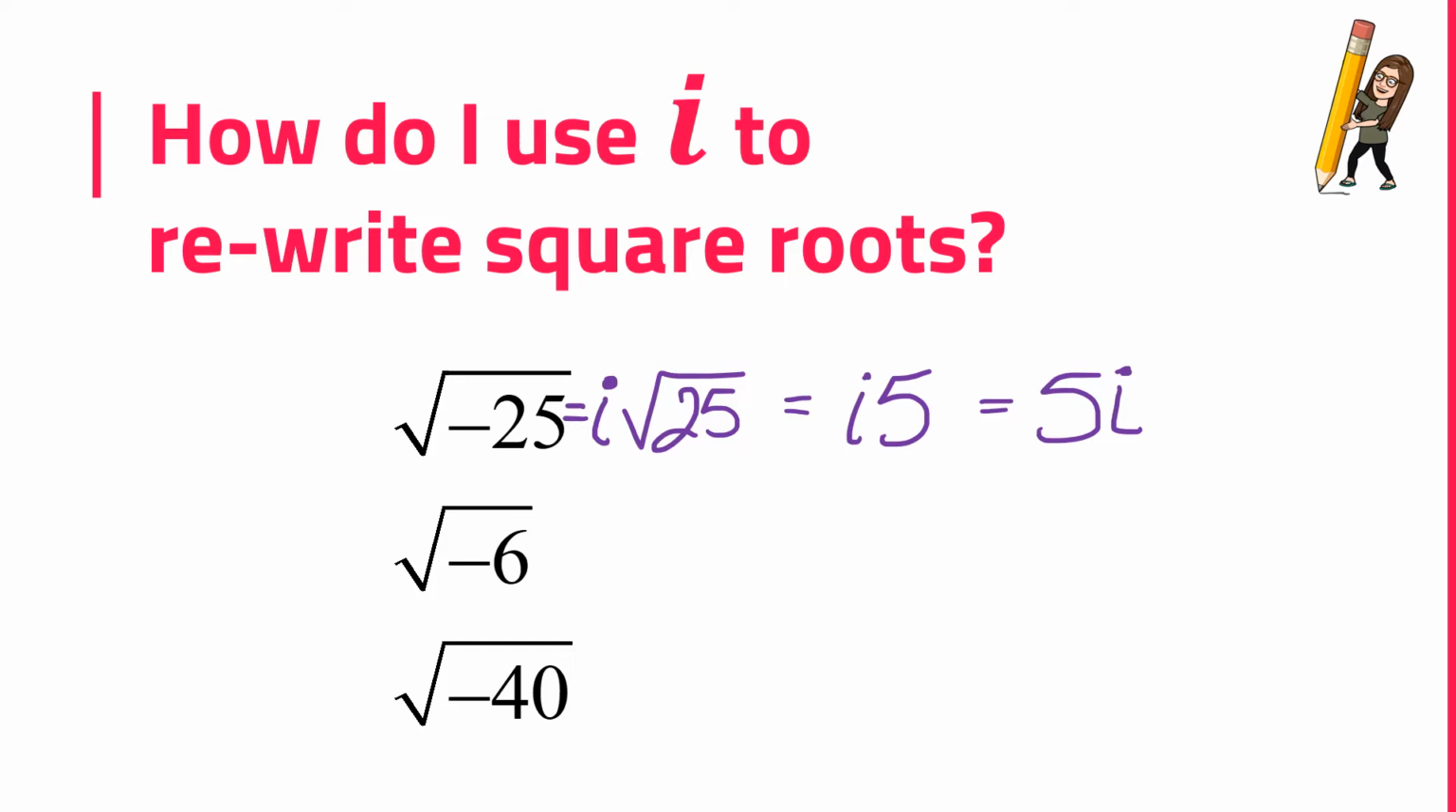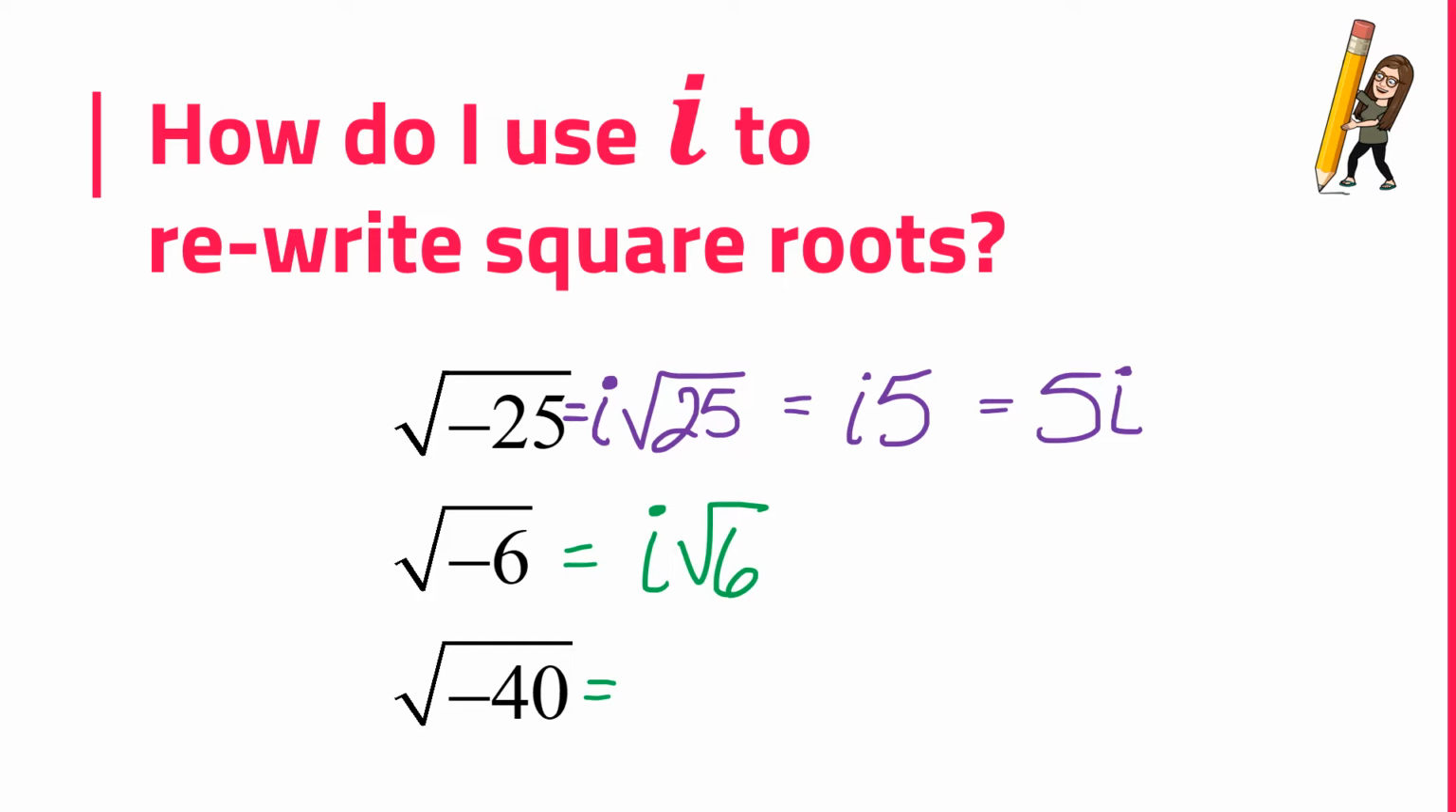Let's try another one, square root of -6. So the first thing I would do is I would take that i out, which leaves me with square root of 6. And in this case, square root of 6 doesn't simplify, it doesn't reduce, it's not a perfect square, so we're just going to leave it like that.